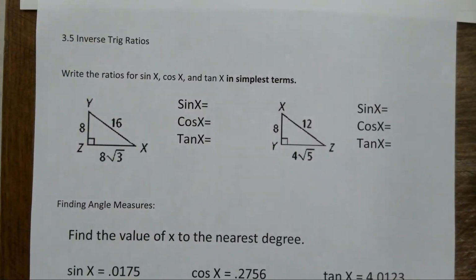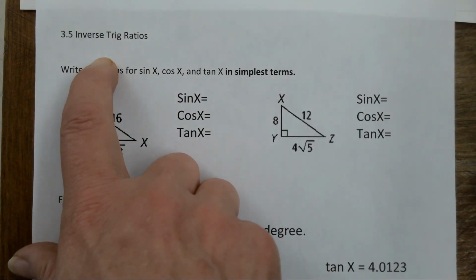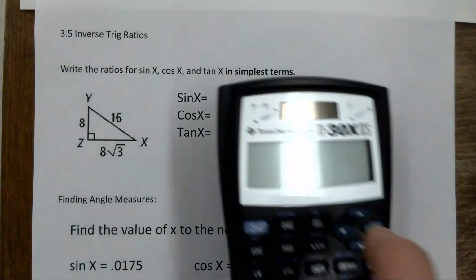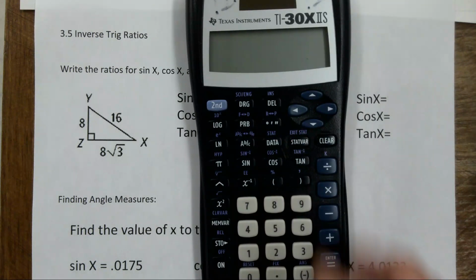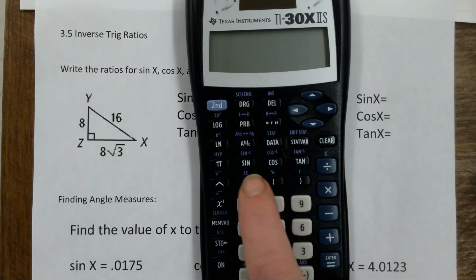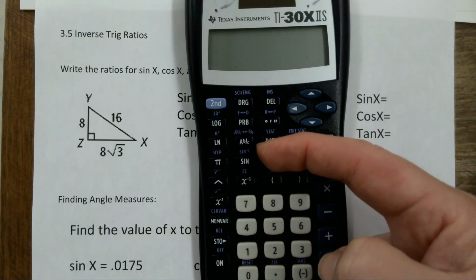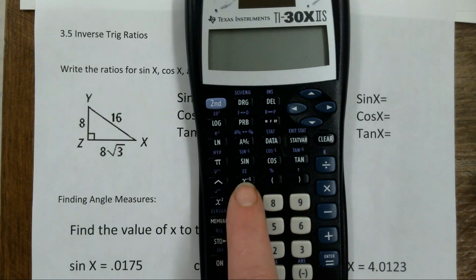We're going to be looking at the inverse trig ratios today. And so on your calculator, if you locate your sine, your cosine, and your tangent, on mine, right above the sine is sine -1. Can you guys see that? Above cosine. So those are the inverse trig functions.